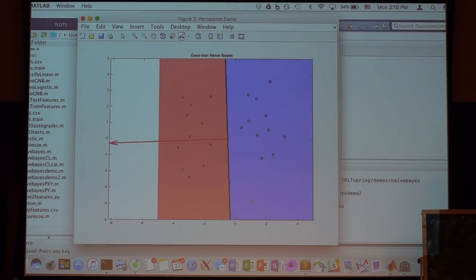One thing you see here is that it actually got all the points correct. All the crosses are on one side, all the circles are on the other side.